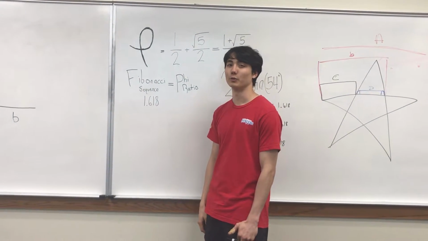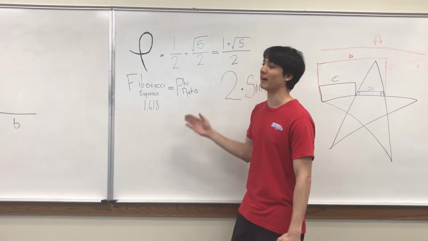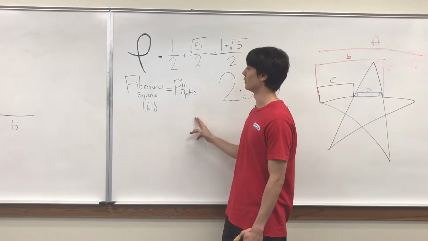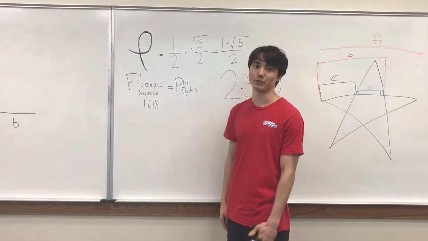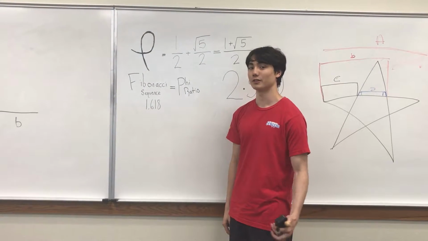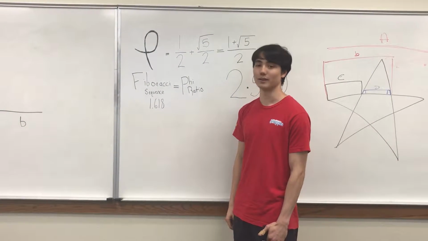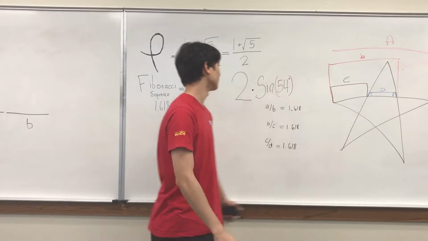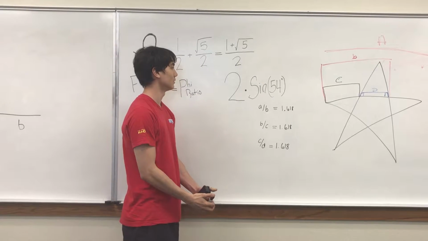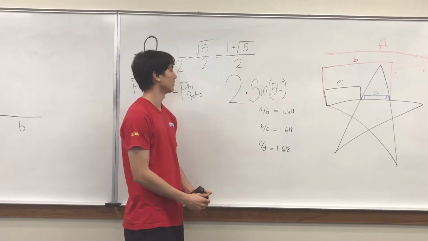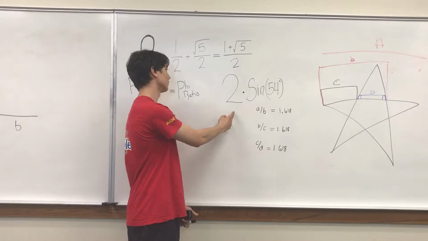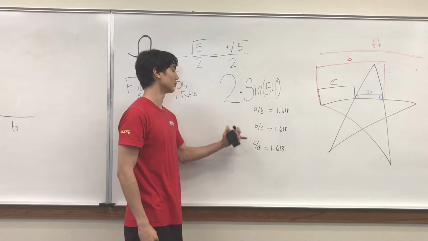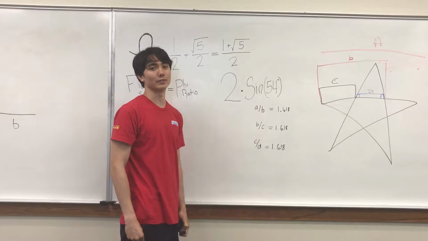Numerically, you can find the golden ratio either in the equation phi or through different number sequences, whether it's a ratio in the Fibonacci sequence, which actually finds the same golden ratio, or using the pre-calc equation of 2 times sine of 54 degrees, you can also find the same number.